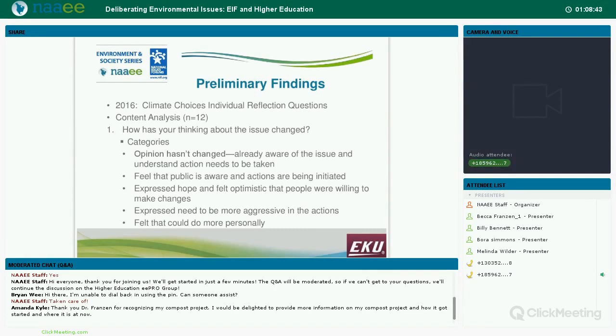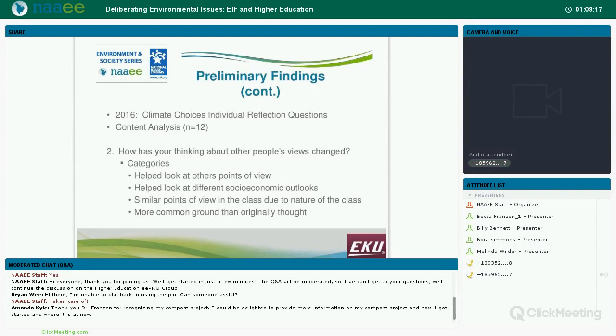We felt that they were a little surprised. Several of them indicated that they were surprised, thinking the public was not as aware as they were, and that there were actions being initiated. They learned that through the forum. And then they expressed hope and felt optimistic that people were willing to make changes, and expressed the need to be more aggressive in the actions. And they felt that they could do more on a personal level. So I thought all of those were pretty interesting to look at.